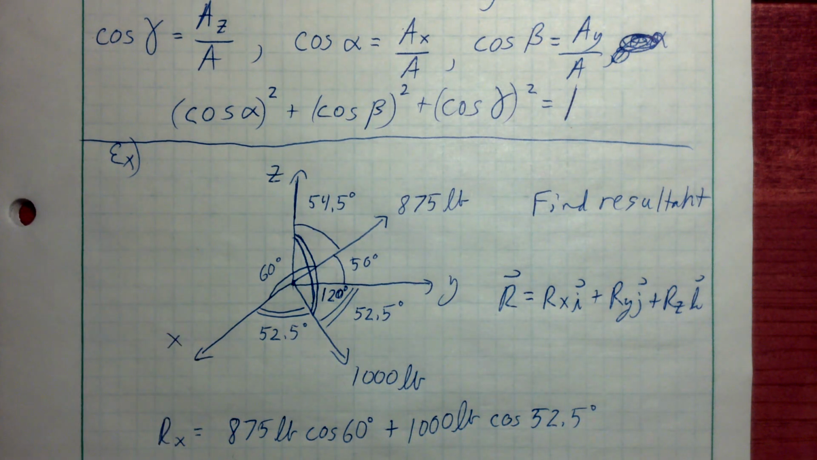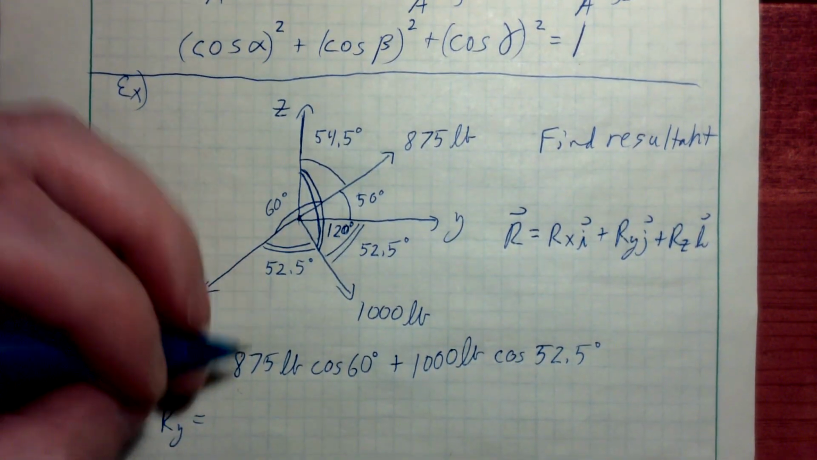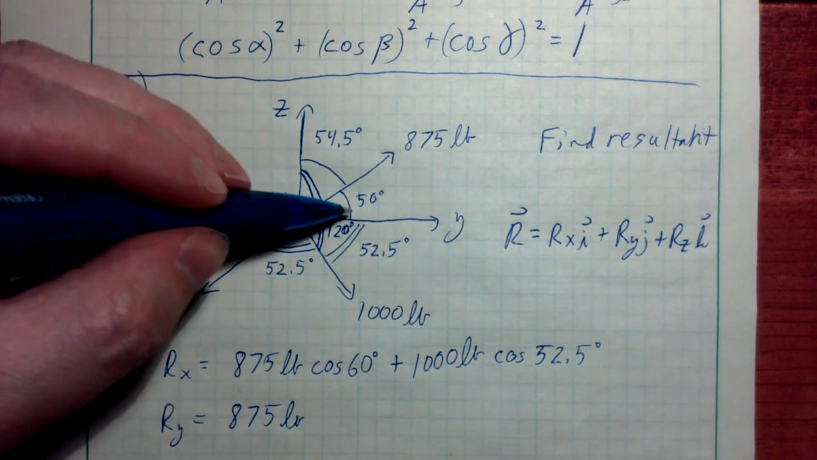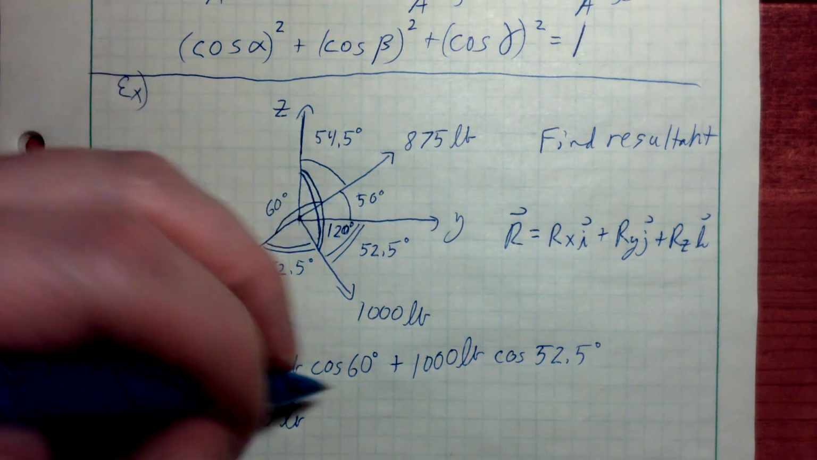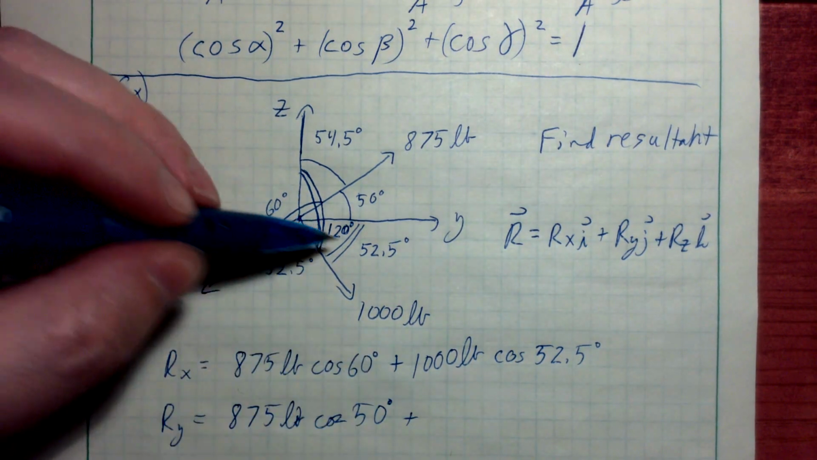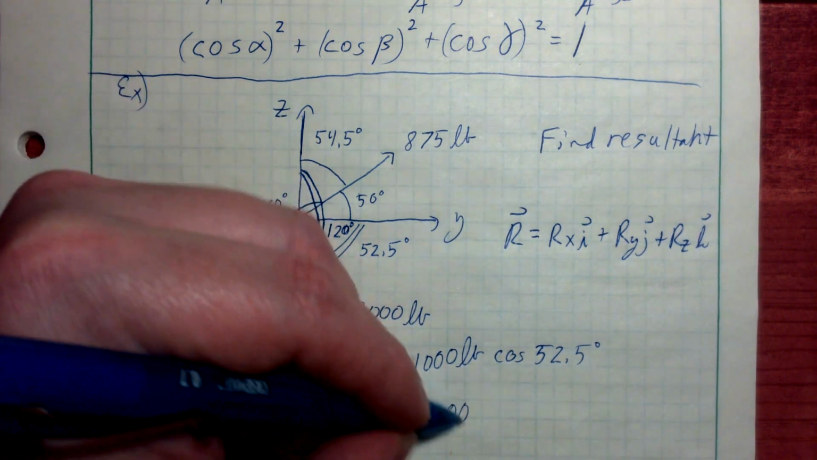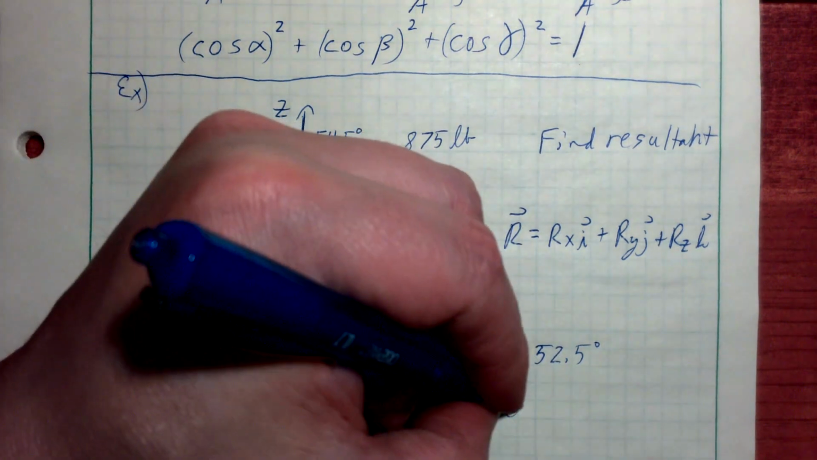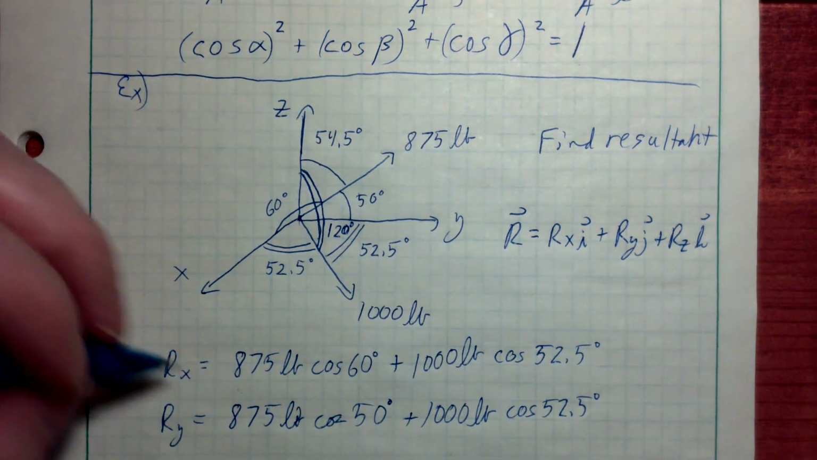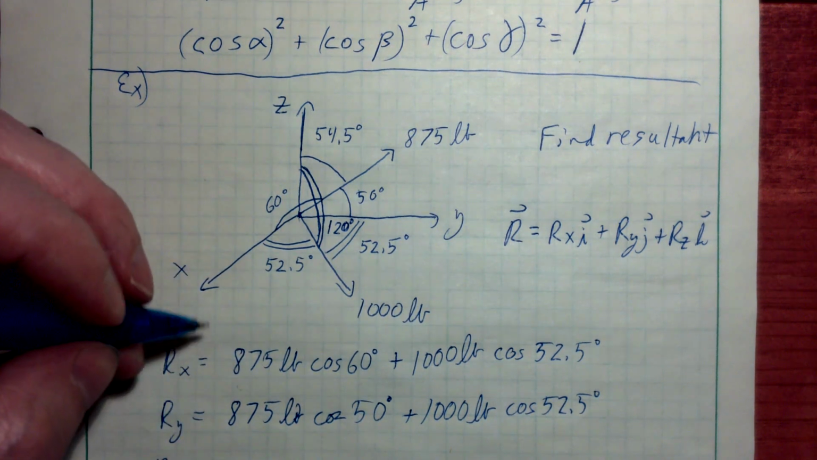And then I can also do the same thing for the y direction. I can take 875 pounds, that's this magnitude here, times the cosine of the beta angle, cosine of 50 degrees. Add to it the y component of this 1,000 pound force. So I'm going to take the 1,000 pound magnitude and multiply by the cosine of this beta angle, cosine 52.5 degrees. And then finally, to find the z component, RZ, I'm going to add all the z forces.